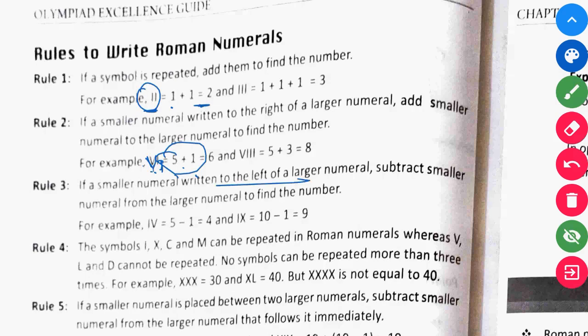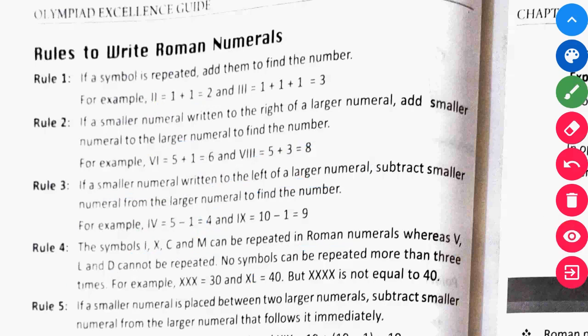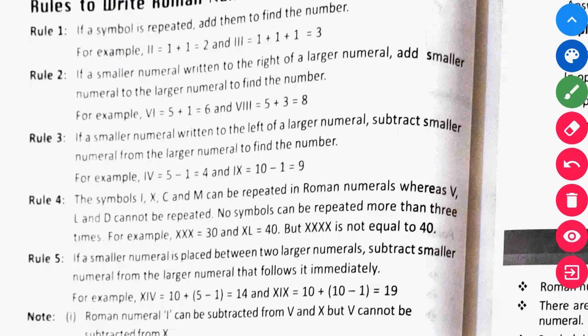Now the same for the left, the rule is there. If the smaller numeral is written on the left side of the larger numeral, what we had done in the first solved problem, we have to subtract. See, IV denotes 4. How? V minus I, that is 5 minus 1, we say 4. Okay, I, X, C, M can be repeated in the Roman numerals, whereas V, L, D cannot be repeated. Okay, so these are some rules related to the Roman numerals.